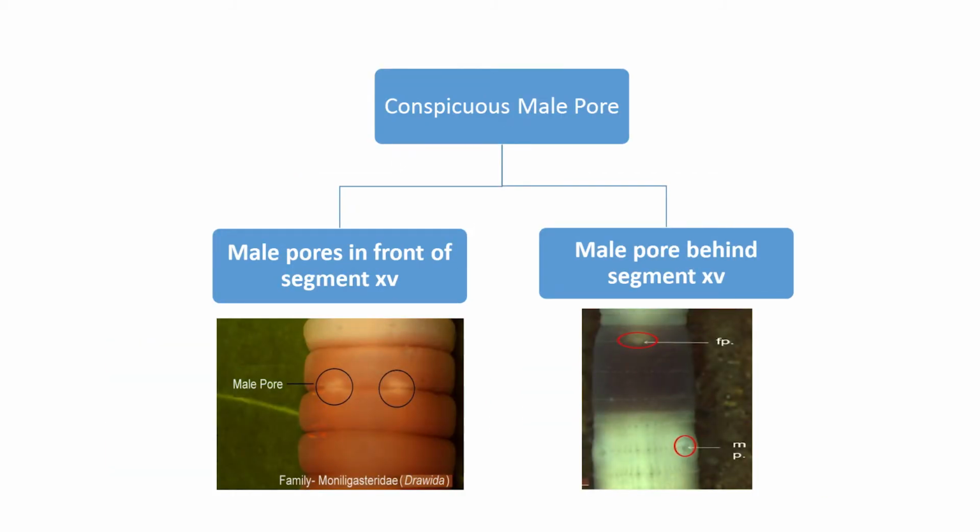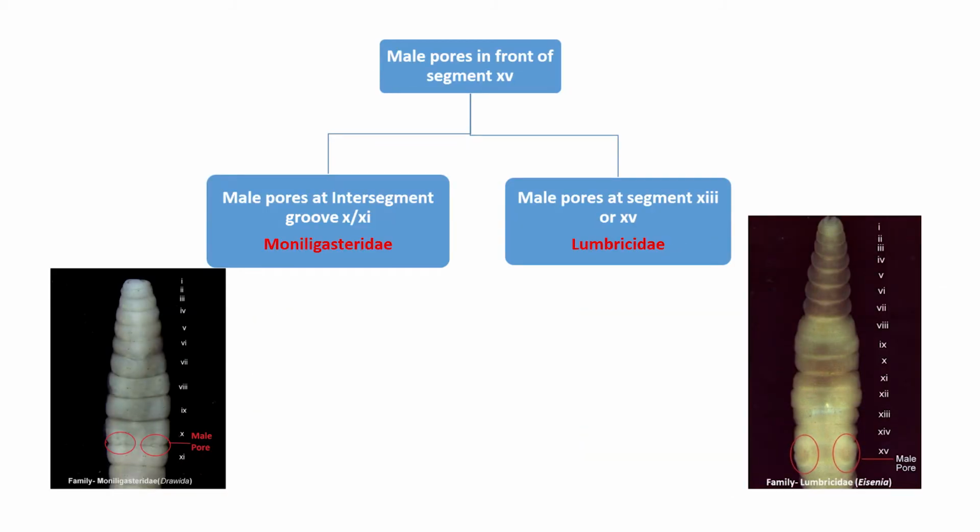While the conspicuous male pore is further divided into two categories: the species having male pores in front of segment 15, while others have the male pore behind segment 15. The species having male pores in front of segment 15 is further subdivided into two categories. The male pores at segment 13 or 15 are in family Lumbricidae, while the species having male pores at the intersegmental groove of 10 and 11 are of family Moniligastridae.